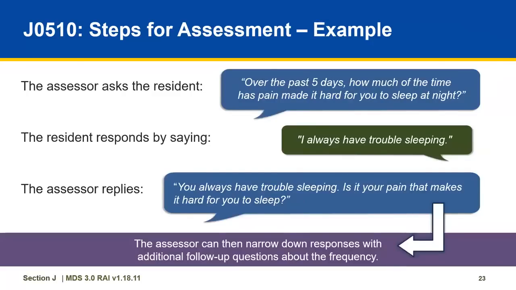Consider this example of the steps for assessment for J0510. The assessor asks the resident, over the past 5 days, how much of the time has pain made it hard for you to sleep at night? The resident responds by saying, I always have trouble sleeping. The assessor replies, you always have trouble sleeping. Is it your pain that makes it hard for you to sleep? The assessor can then narrow down responses with additional follow-up questions about the frequency.